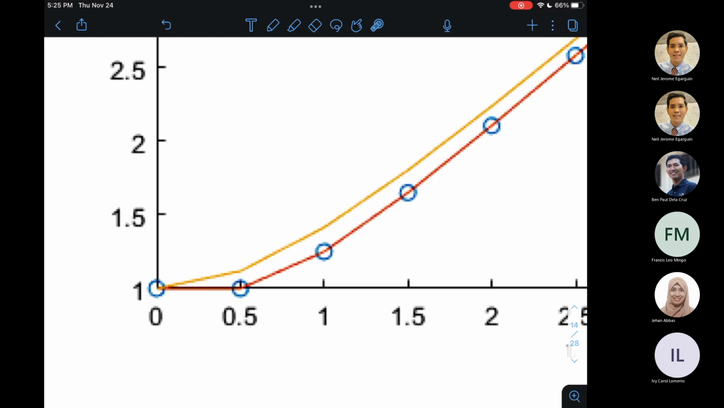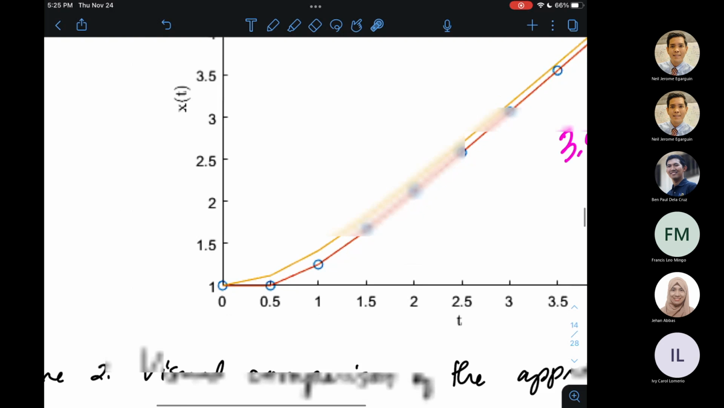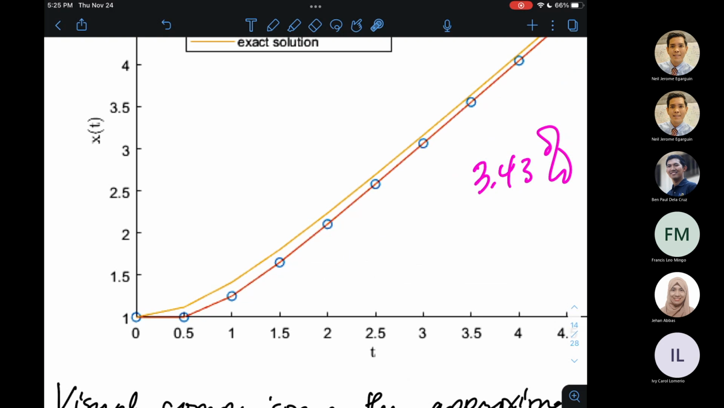Hindi ko to in-interpolate kasi I just let MATLAB draw the graph for me. So binigay ko lang sa kanya yung points. Ginamit ko yung command na plot. Yung command na plot, siya yung naghahanap ng best fit. Be it a piecewise linear interpolant, but I doubt na piecewise linear interpolant yung ginamit niya. Though dito na mag-appear nga na parang hindi siya differentiable dito. Which I don't want to happen because we are assuming that x prime exists. So dapat walang sudden turns.